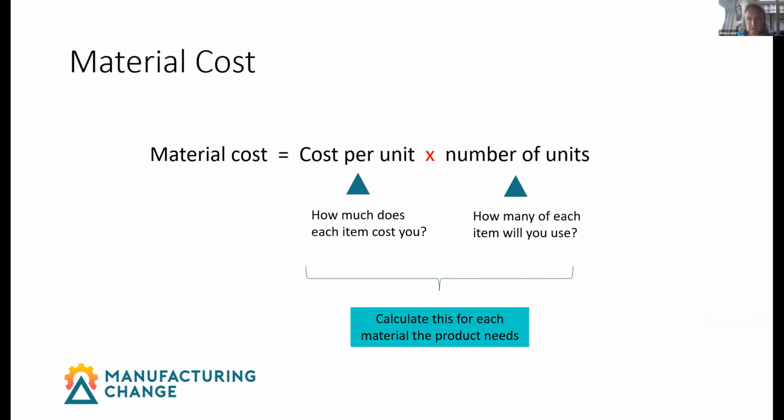So coming back to the material cost, you've worked out the cost per unit, you've worked out the number of units, you multiply that to give you your material cost. And you need to do that for every single material that the product needs. And don't forget about things like fixings, like screws, consumables like glue, any packaging, anything at all that you need a certain quantity for to make the products should be included. And you work out each material cost and add them all up to get to your total material cost.